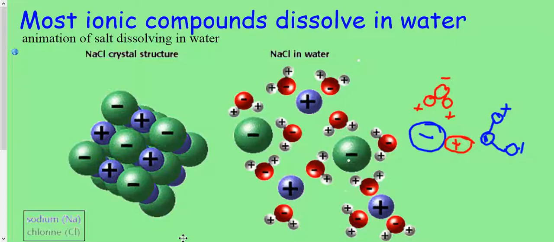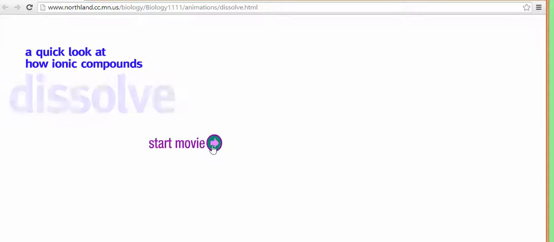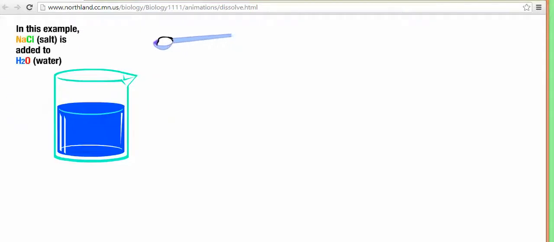Here's an animation that shows exactly what I'm talking about. Just give it a second to load. Start movie. As you see, salt is being added to water.